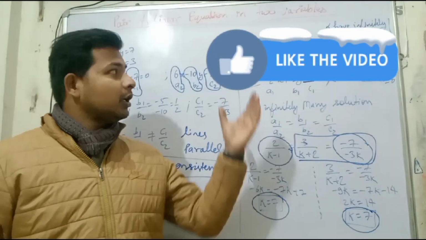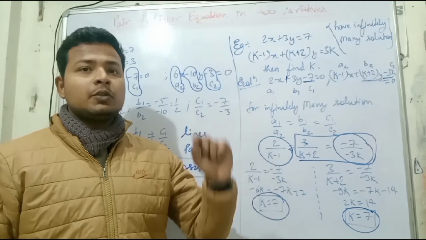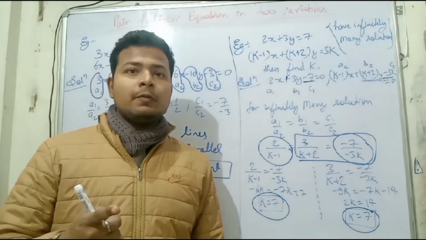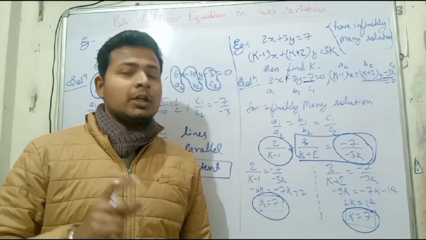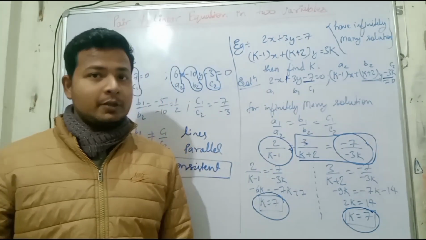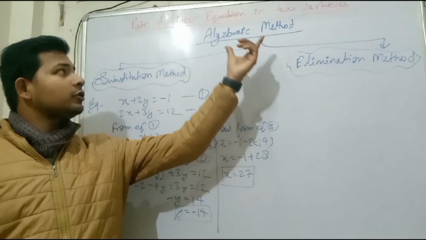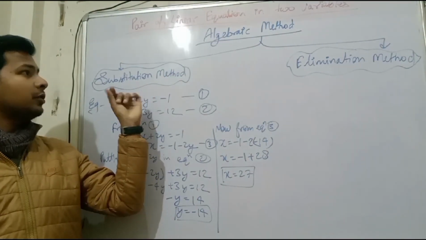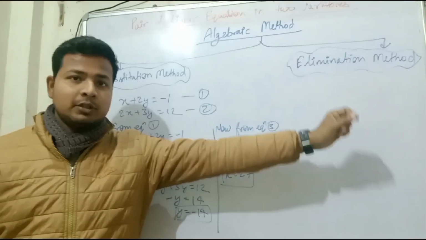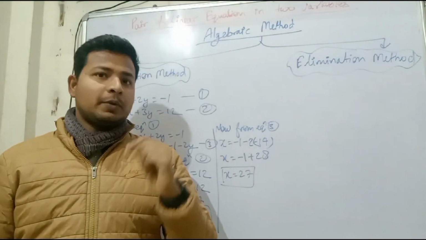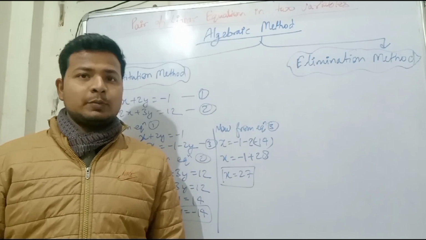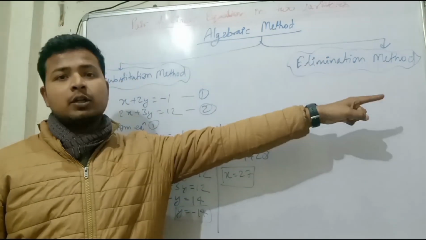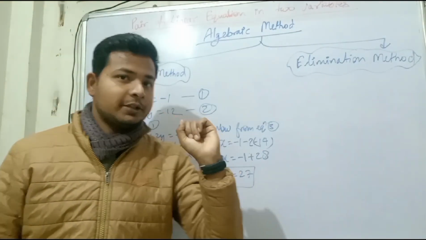I hope you have understood the graphical method for solving the pair of linear equations in two variables. Now we have to solve the questions according to the algebraic method. The first method in this is the substitution method and the second one is elimination. There used to be one more method, that is the cross multiplication method, but according to the new syllabus you don't have to read the third topic.